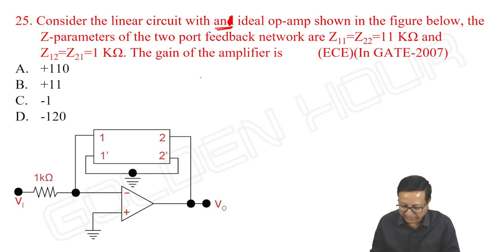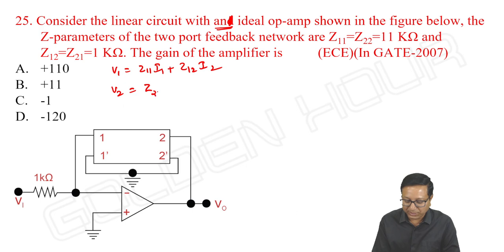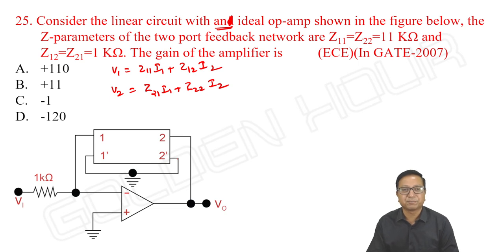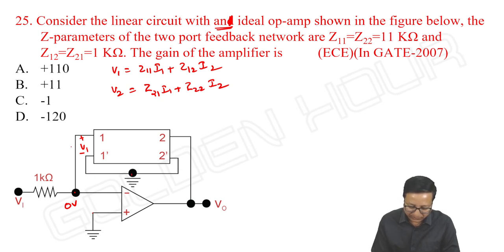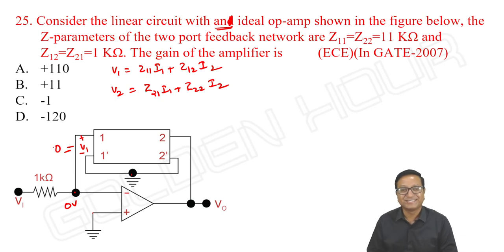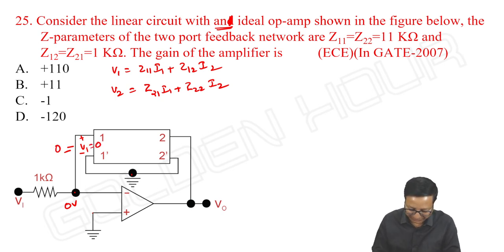Okay, so we know the two-port network equations. What are the two-port network equations? V1 is equal to Z11 into I1 plus Z12 into I2, and V2 is equal to Z21 into I1 plus Z22 into I2. We are well aware. So what might be V1? V1 means the voltage between these two terminals. Due to virtual short, it is 0. It is ground and here also it is 0. So definitely V1 is equal to 0.